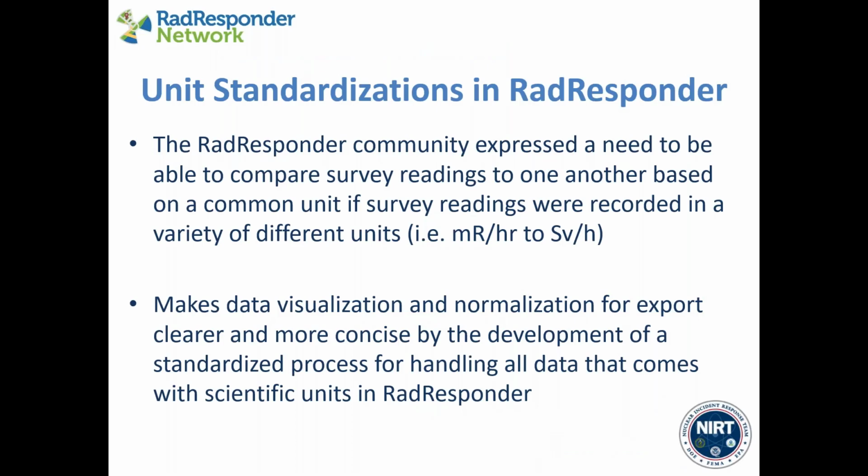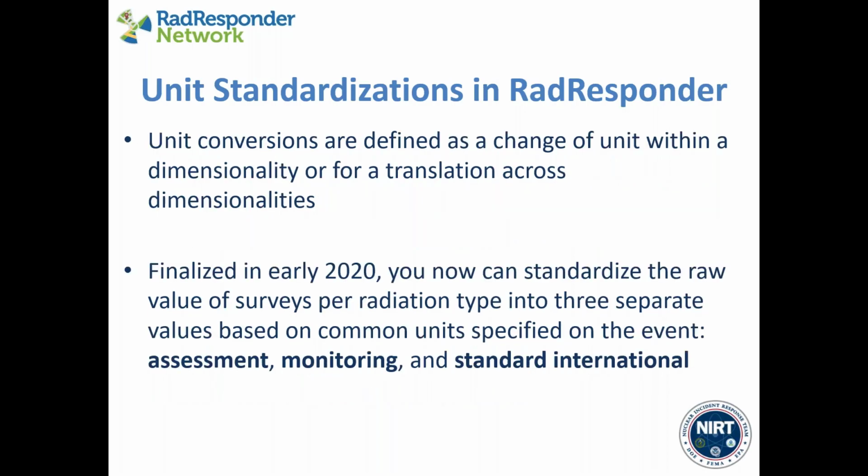To start, the Unit Standardization feature came about in RadResponder after the community expressed a need to be able to compare survey readings to one another based on a common unit if survey readings were recorded in a variety of different units. For example, comparing MR per hour to sieverts per hour. This makes data visualization and normalization for export clearer and more concise by the development of a standardized process for handling all data that comes with scientific units in RadResponder.